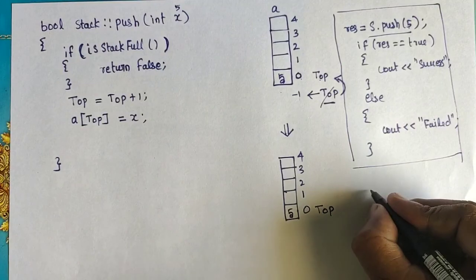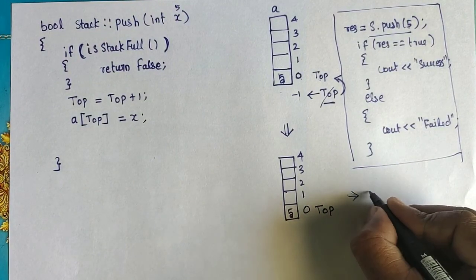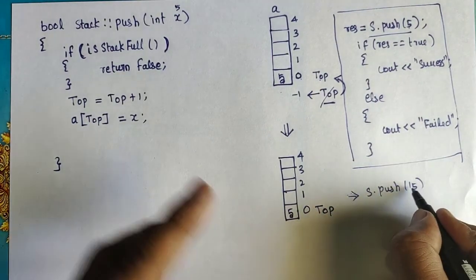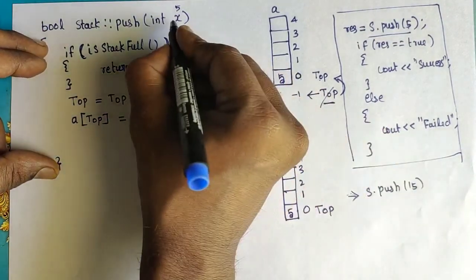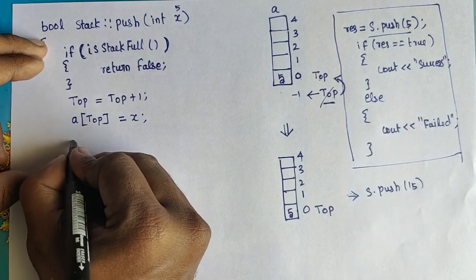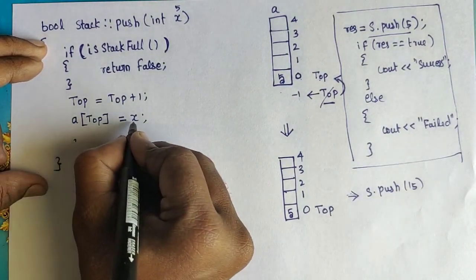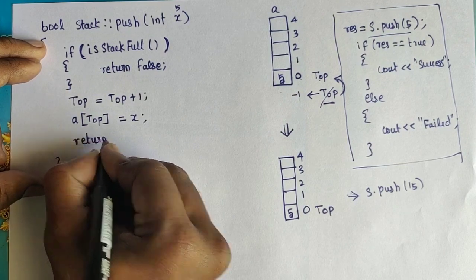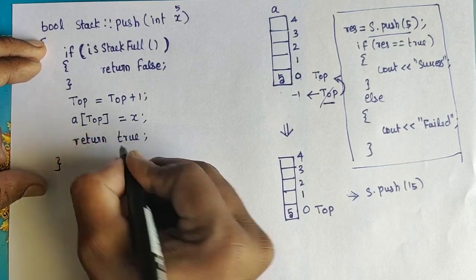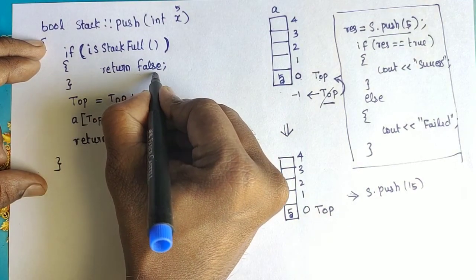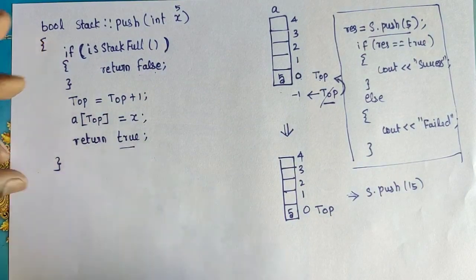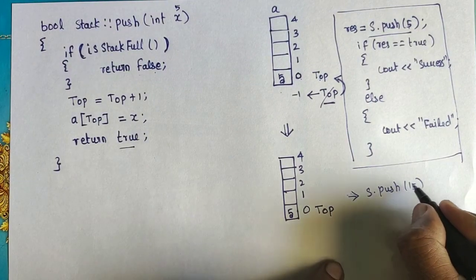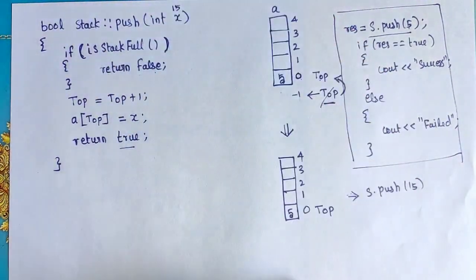Next, if you are adding s dot push of 15, again it will call this function. Here, finally, once the element is inserted successfully, I need to return the true message to the caller. Failure means false will be returned, and success means I have to return the true message. So now if you are calling s dot push of 15, the 15 will be received in x.